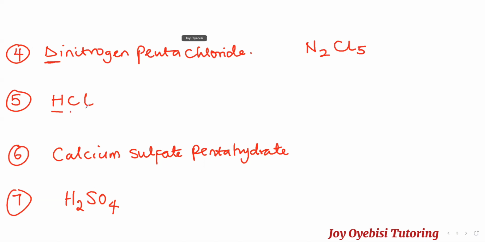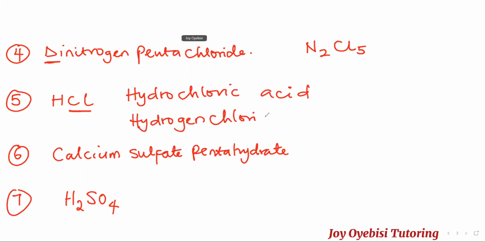Now, HCl can be named as an acid or as a molecular compound. So we're going to name it as an acid first, and that will be hydrochloric acid. If you are to name this as a molecular compound, it's going to be hydrogen chloride.